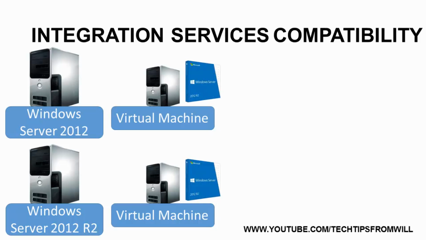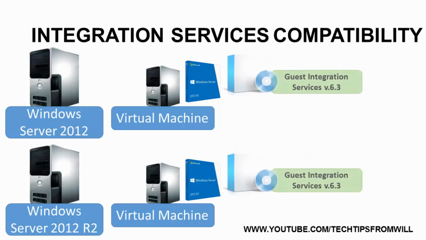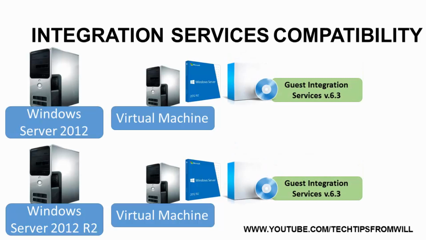At the time of this recording, Windows Server 2012 R2 is the latest Microsoft Server operating system. As such, it comes with the latest guest integration services, version 6.3, already built in. If Windows Server 2012 R2 is deployed as a virtual machine, there is no need to install guest integration services, since they are already installed and are up to date.